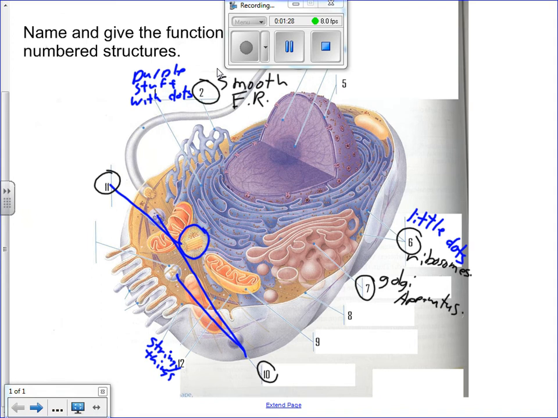Okay, number 10. Okay, we're looking at these two bubbles which both have stuff in them. And since this is an animal cell, these would be lysosomes. And lysosomes do what? They digest food.